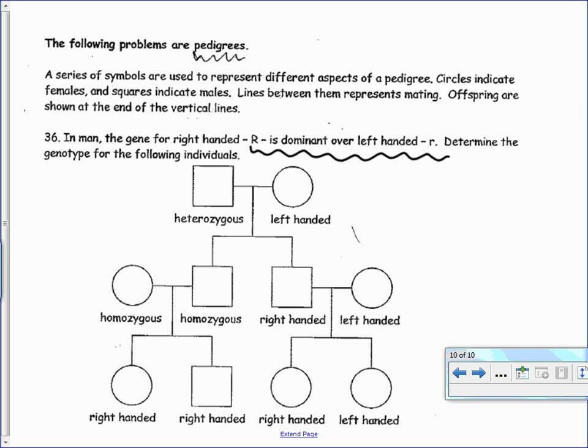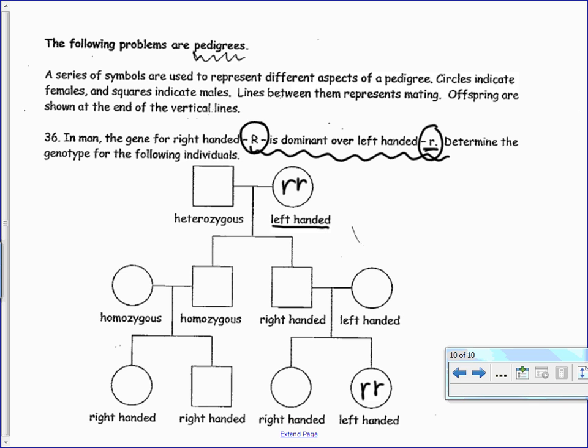We are tracking the trait for right-handedness. Right-handedness is dominant over left-handedness. So this is a dominant and recessive trait, a complete dominance problem. I like to go through and fill in what I know for sure, which means if someone in this chart is left-handed, they are for sure going to have 2 recessive alleles.